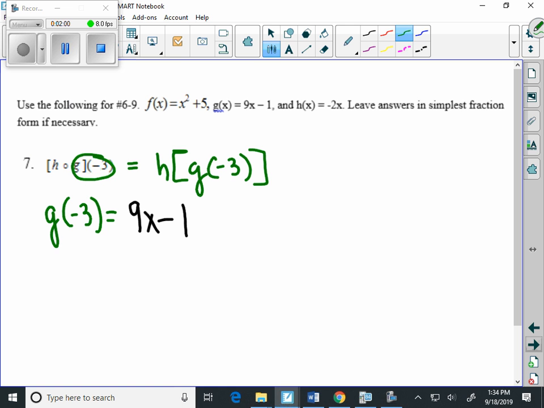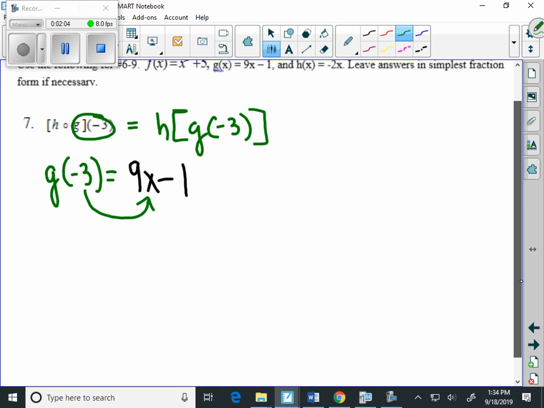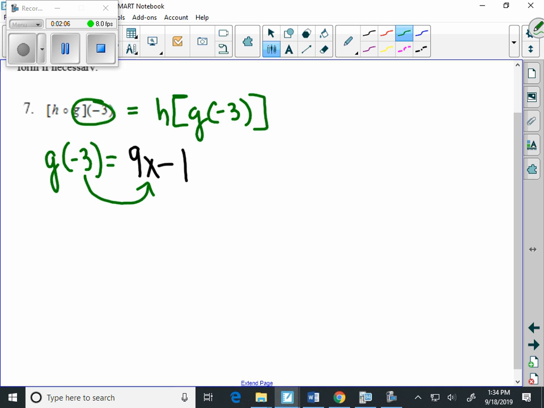And just like the previous problem, we're going to take negative 3 and put it back into our equation wherever we see x. So this becomes 9 times negative 3 minus 1. You can type it in your calculator if you need to, but 9 times negative 3 is negative 27, minus 1, which equals negative 28. That is not the final output, because all that we figured out is g of negative 3.